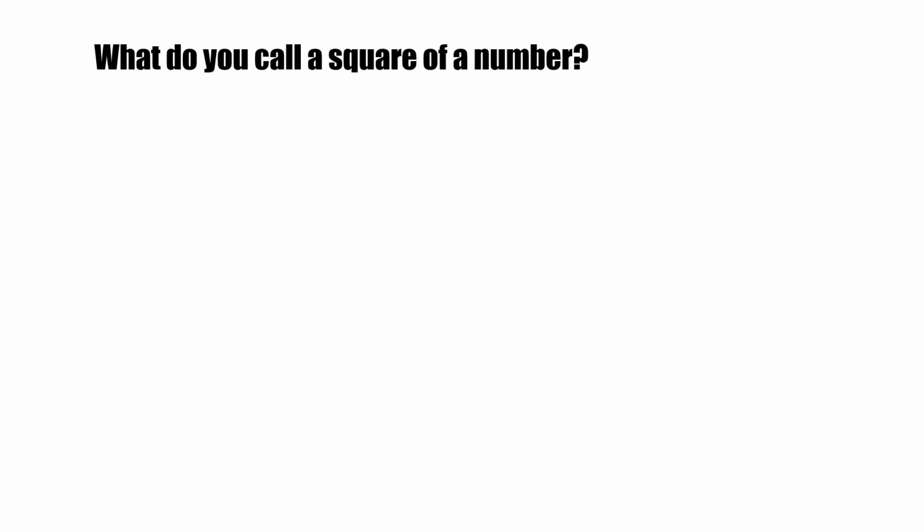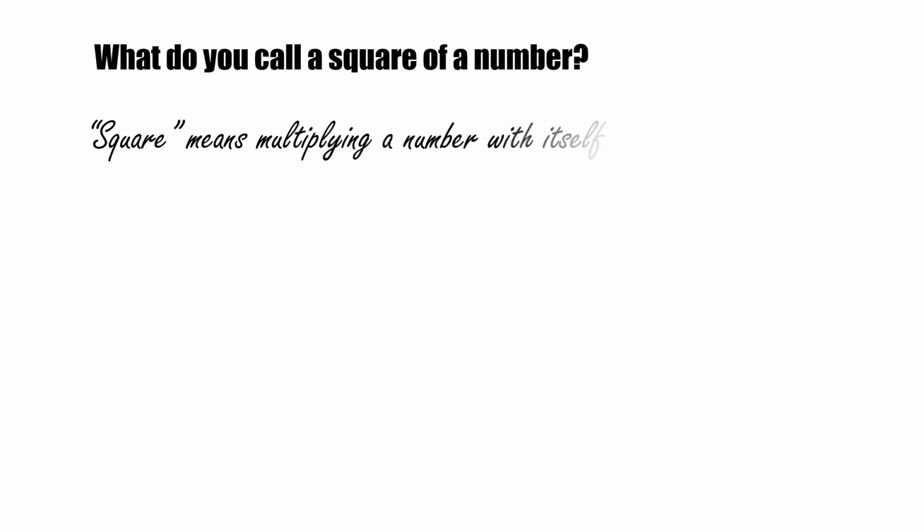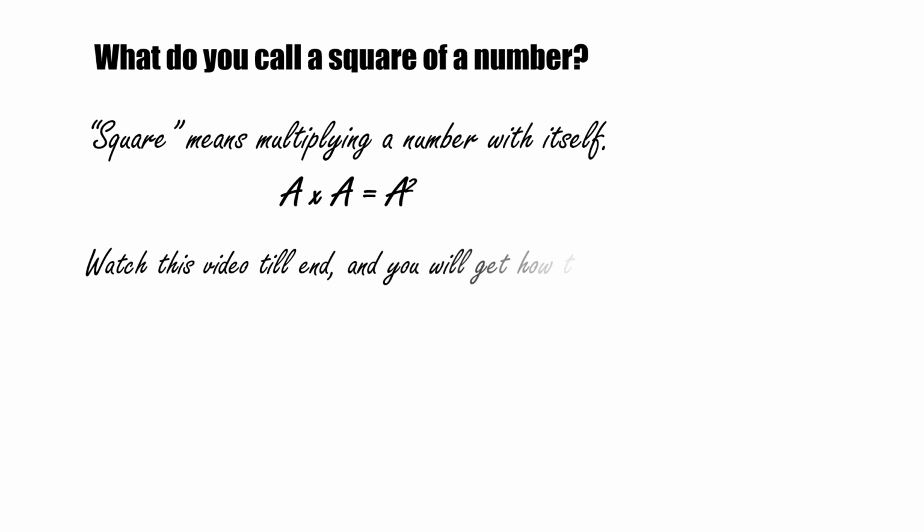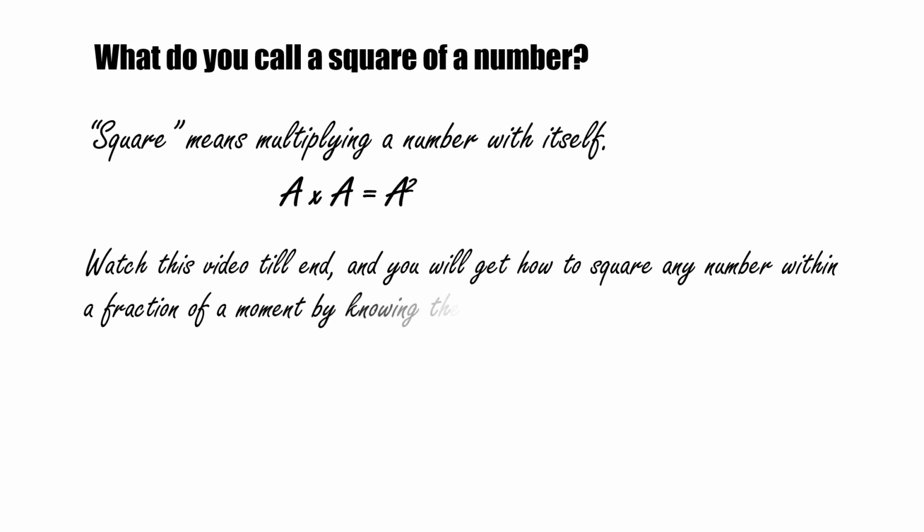Now, before we talk about how to calculate a square, let's understand what we mean by the square of a number. Square means multiplying any number with itself. Let's say a number is A, and if I multiply A with A, it gives me A square. Watch this video till the end and you will learn how to square any number within a fraction of a moment by knowing the technique explained in this video.